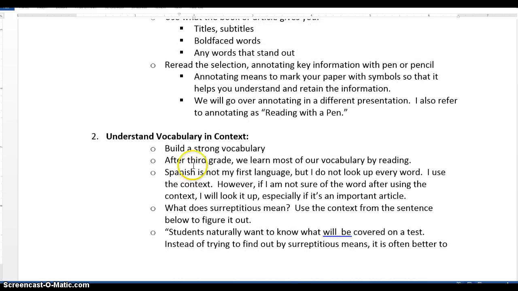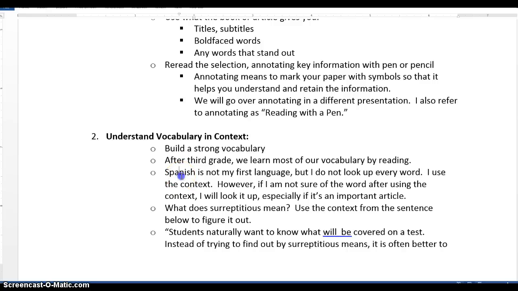Number 2, understand vocabulary and context. If you're reading something, you do not want to stop and keep looking in the dictionary for words that you do not know. Most of the time, you can figure out what those words mean based on the context or the situation, the clues that are given to you, the situation in the sentence or in the whole paragraph. You don't want to keep stopping because it will take you a long time to cover the material.